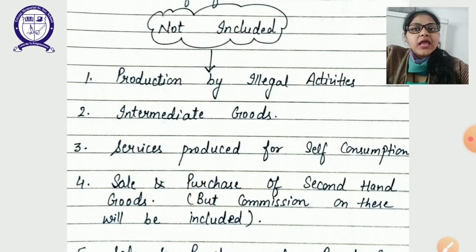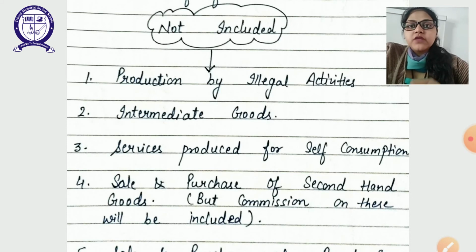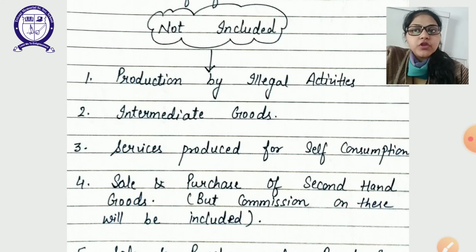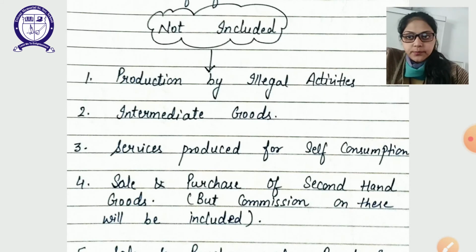Now, production by illegal activities. For example, if you have done theft somewhere, that theft will not be included in your national income. Services produced for self-consumption: if you are teaching your own child, that is out of love and not because of some earning purpose. Because of that, it will not be included in your national income.